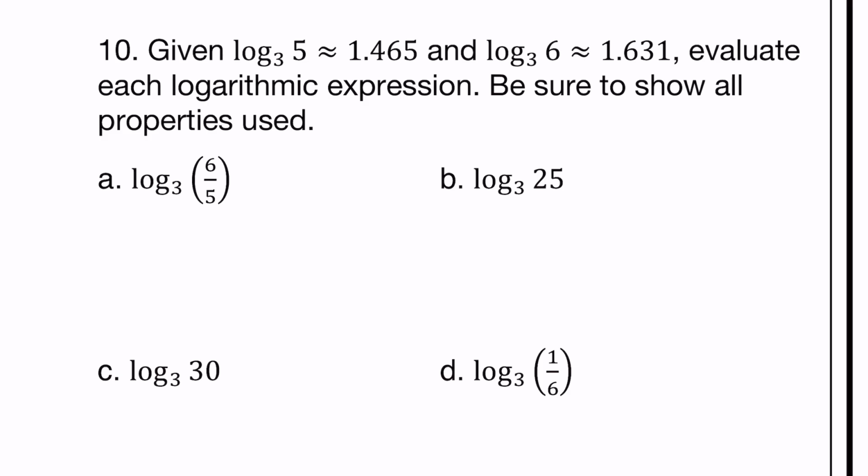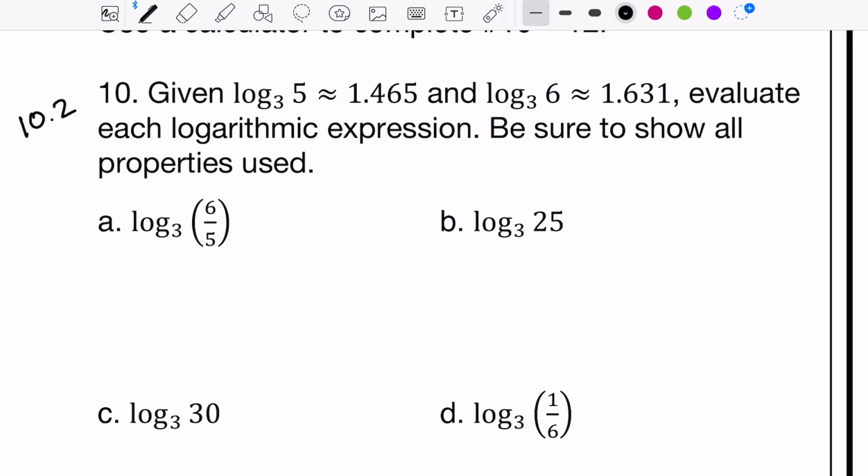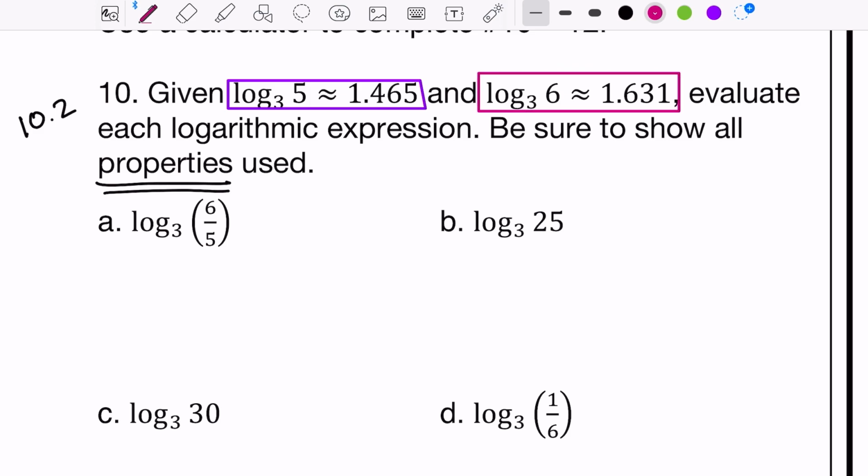Okay, moving on. This is actually from section 10.2, just so you're aware, because it says properties, and that's where we learn the properties. So basically, we know that log base 3 of 5 is 1.465. And then they also know that log base 3 of 6 is 1.631. So we have to try and manipulate A, B, C, and D to use one of these numbers or both of these numbers. And because it says properties, we're going to be really careful with that.